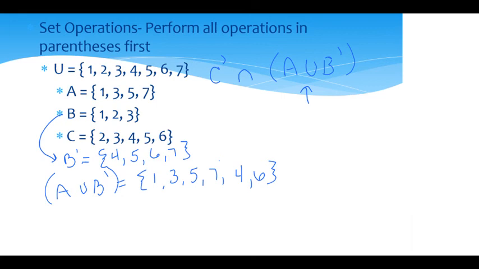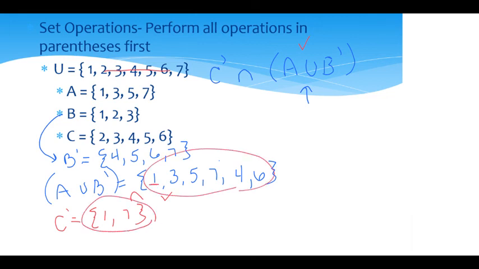Okay, so now I have this part down here. I have this part right here. Now I need the complement of C. And that is, they have 2, 3, 4, 5, and 6. So the complement of C is going to be 1 and 7 because it's everything in the universal set that is not in C. And now I need the intersection between these two. So what these two sets have in common. And it looks like they both have a 1 and a 7. So the intersection between these two is going to be 1 and 7.